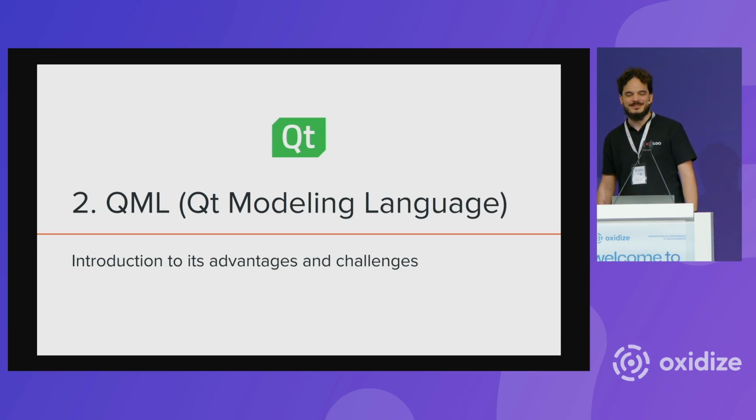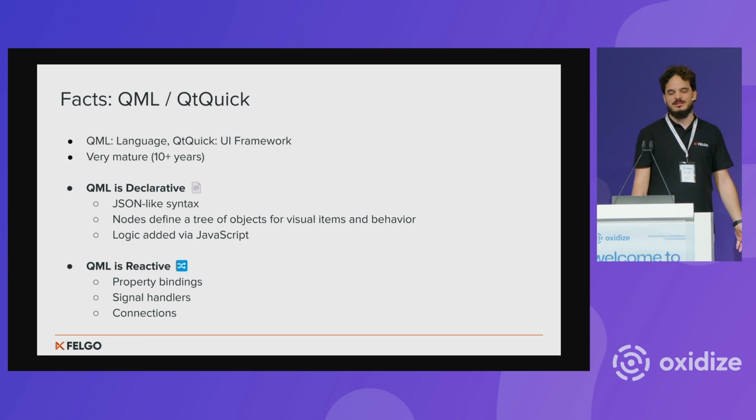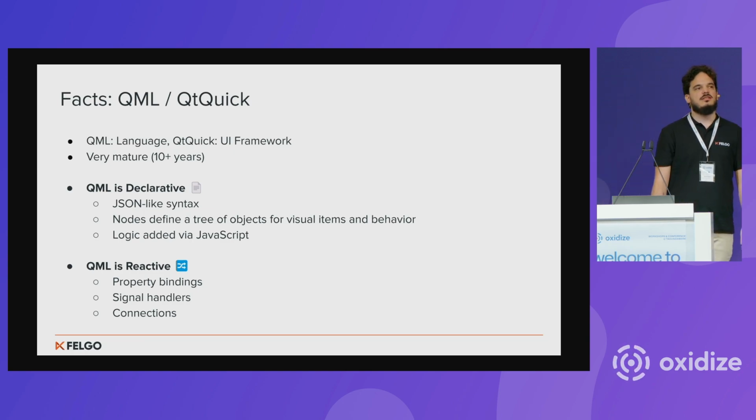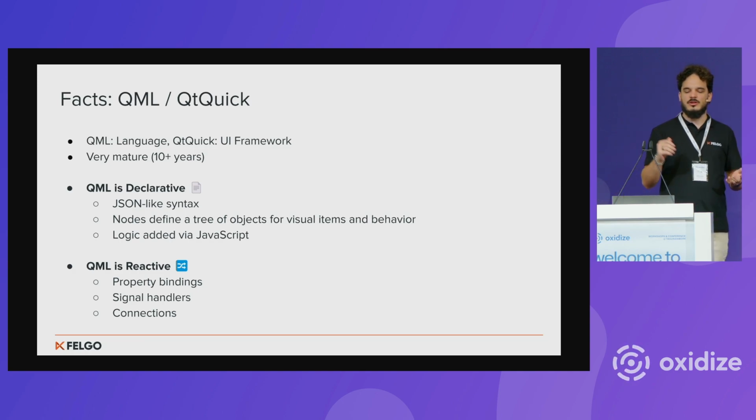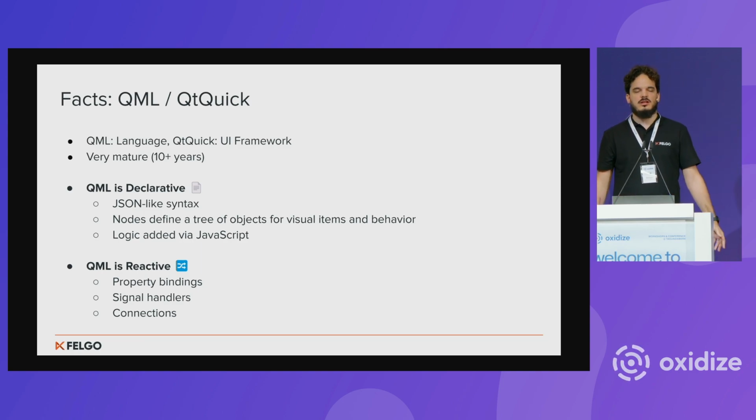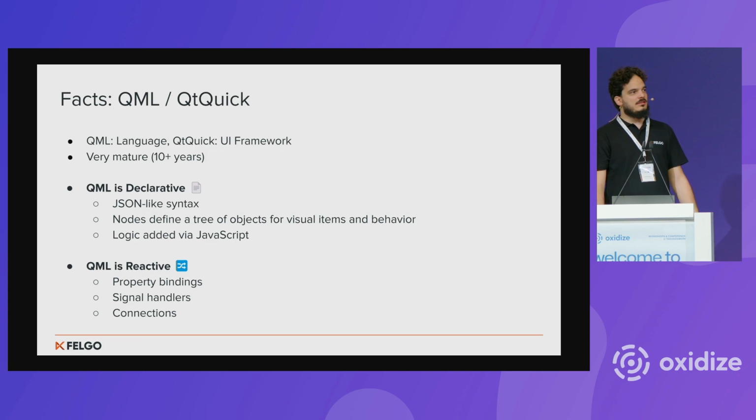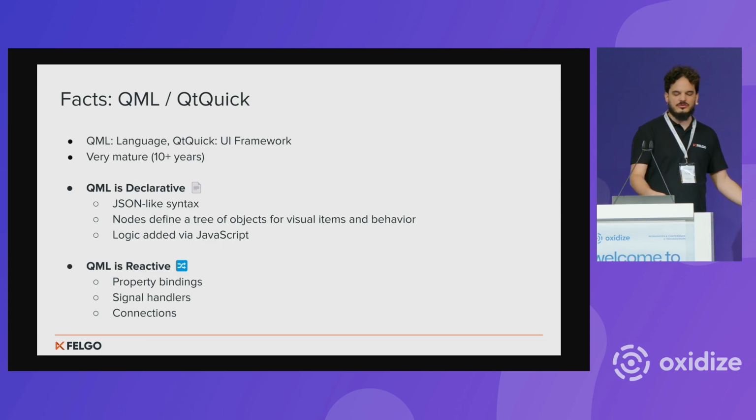Yeah, so many. So it will be easy for me. I don't need to say that much. So QML is like Qt's modeling language. It's a really mature language, so it's been around for more than 10 years now. And it's a declarative language with a JSON-like syntax, so you need to add nodes of objects in a structure, and you have there the visual items and their behavior with JavaScript logic sprinkled on it. And this is all reactive, so you have the properties, bindings, and signal handlers and connections to it.